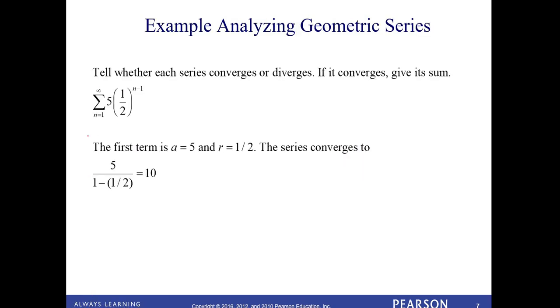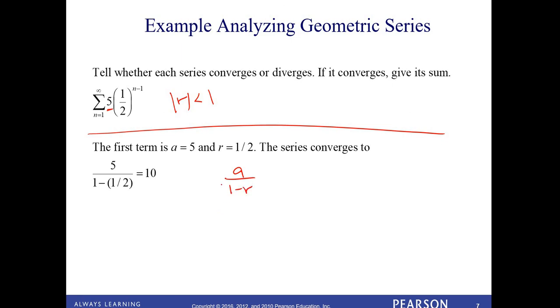So tell whether each series converges or diverges. Since r is 1/2, which is less than 1, and my first term is 5, using my formula, a over 1 minus r, with a sub 1 on top and 1 minus r at the bottom, we can see that this series converges to 10.